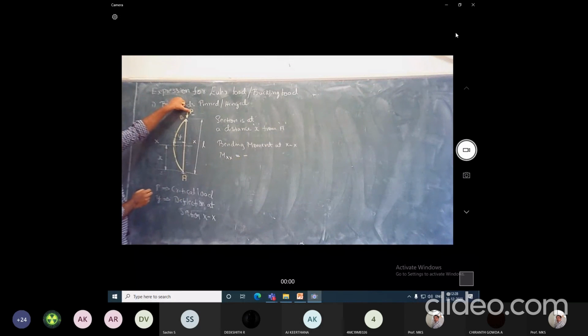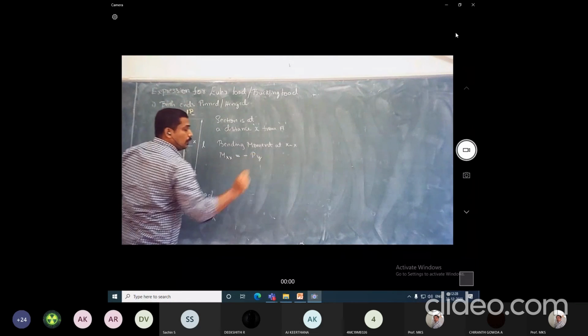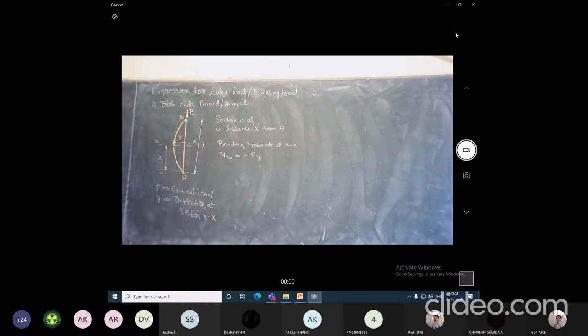Moment is load into distance. The load acting is P, the distance is y. So it is minus P into y.